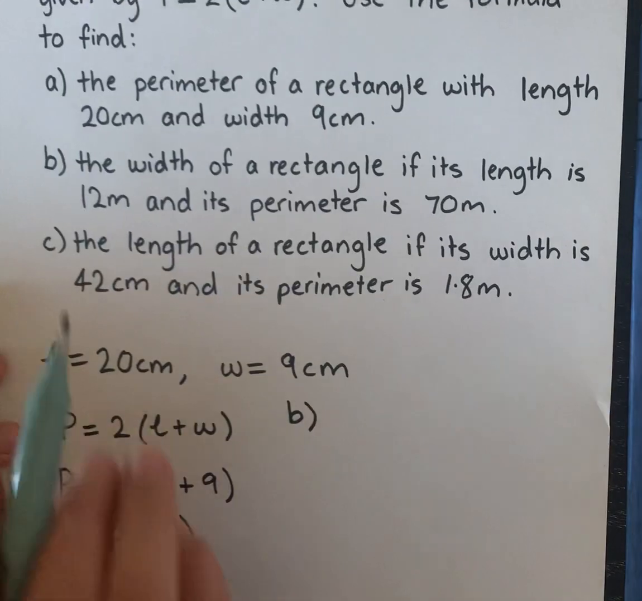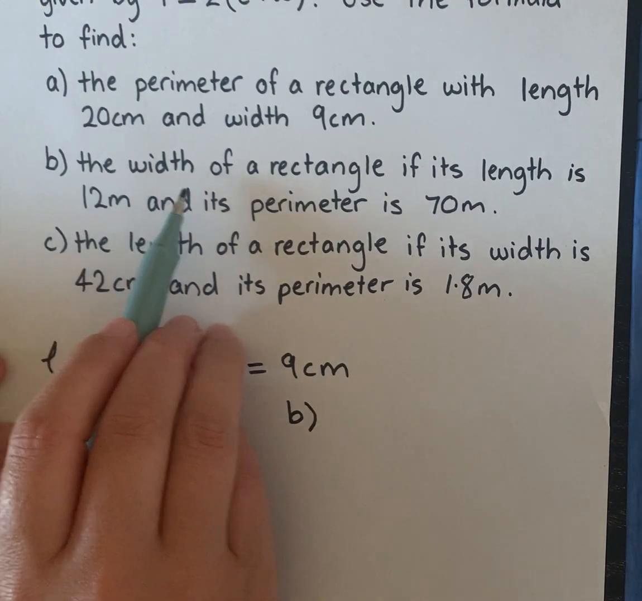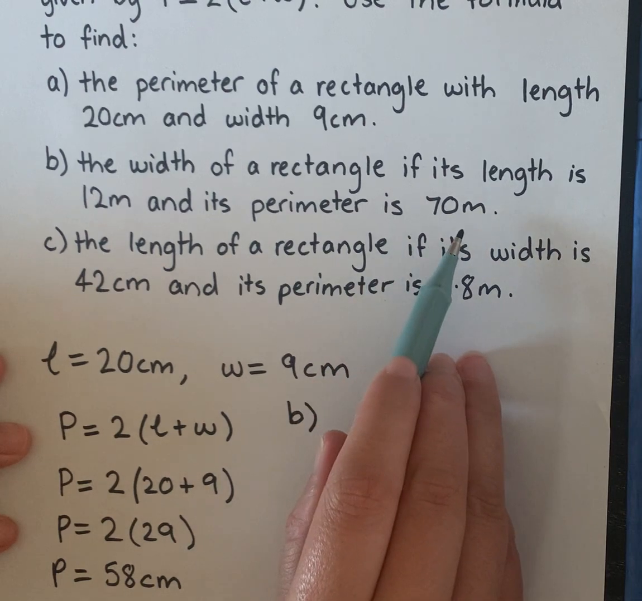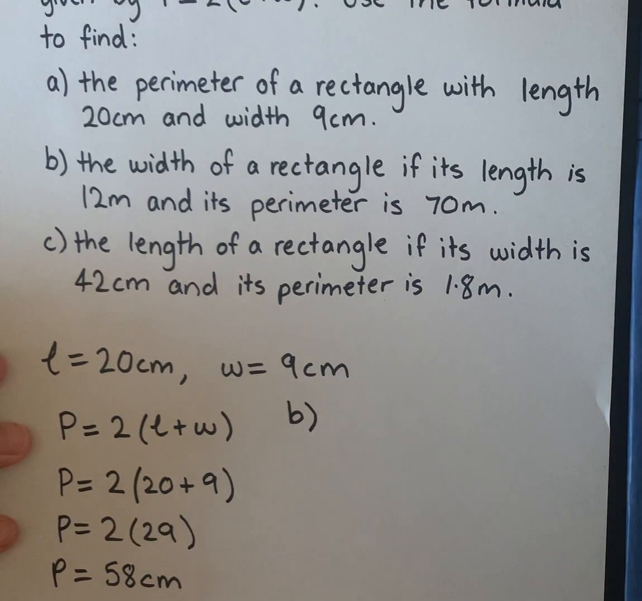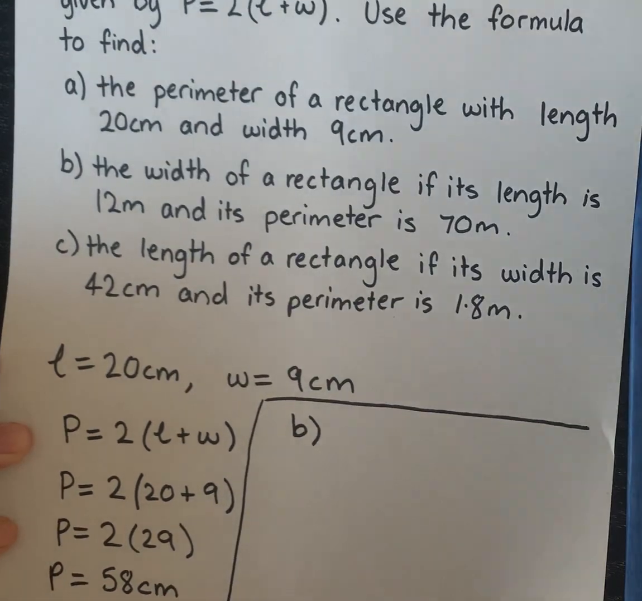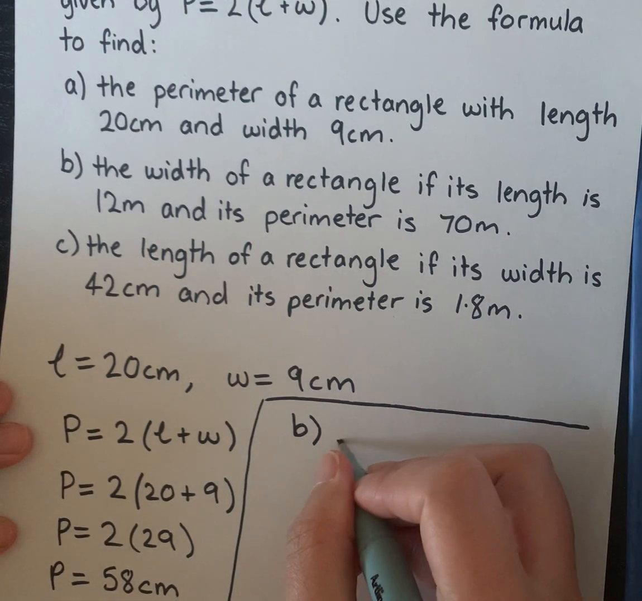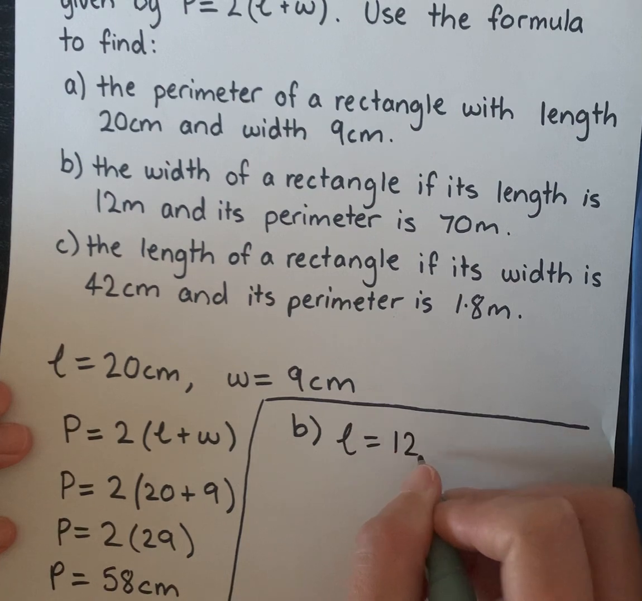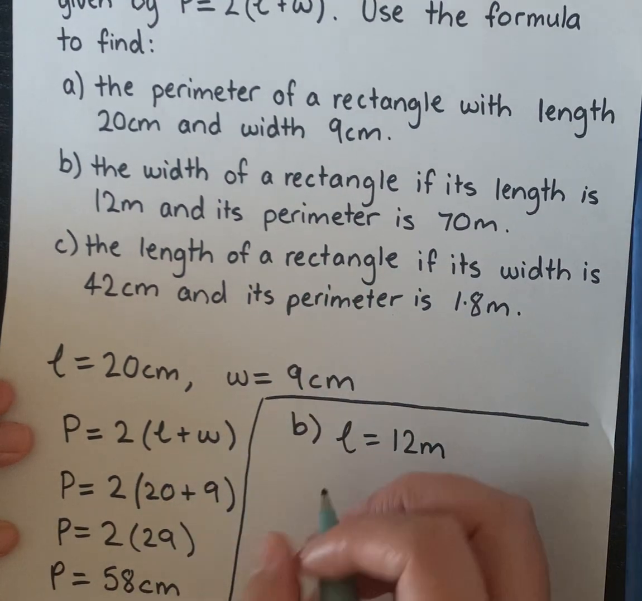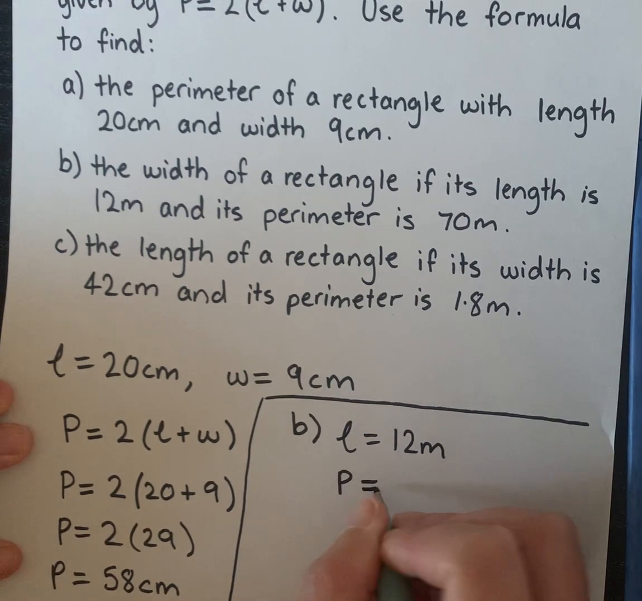So again, we want to find the width this time of a rectangle if its length is 12 meters and its perimeter is 70 meters. So straight away, let's write down the information that they've given us. So they gave us the length, L equals 12 meters, and they also gave us the perimeter. So perimeter is represented by P. So they gave us perimeter is 70 meters.